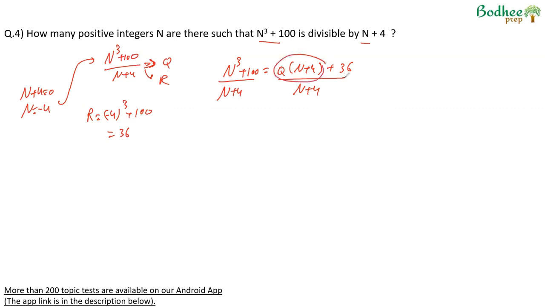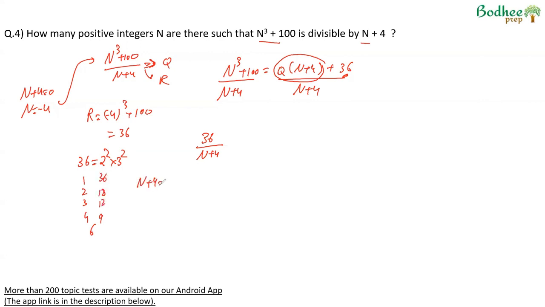Clearly, the first part is divisible, only this part is not. As long as 36 is divisible by n plus 4, the entire n cubed plus 100 will be divisible by n plus 4. So n plus 4 has to be a factor of 36. If we look at 36, 36 is 2 square into 3 square, 4 into 9. So the factors are 1, 2, 3, 4, 6, 9, 12, 18, and 36. These are the factors of 36.